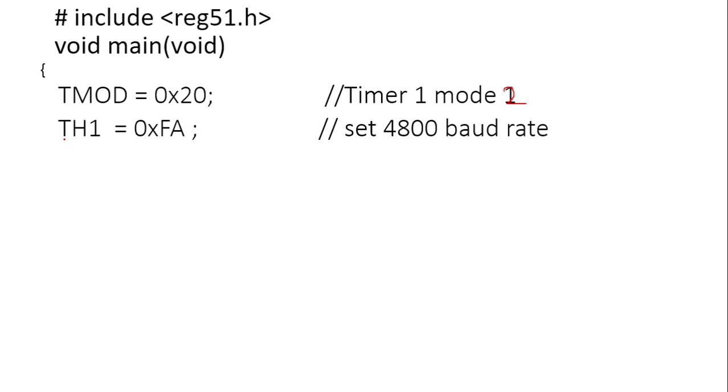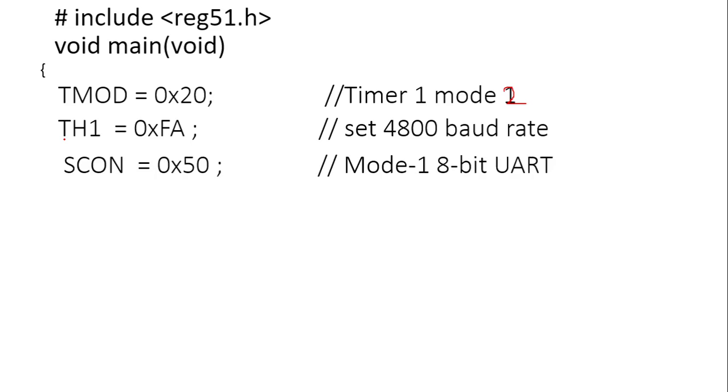Next thing is serial communication mode to be set, and for that purpose, one more SFR is there, which is SCON, and this register is loaded with 50H. Out of 4 modes of serial communication, we are using mode 1, which has variable baud rate. Variable baud rate means I can set the baud rate according to my choice, as I have just set it to 4800 by loading FA. And this is 8-bit UART.